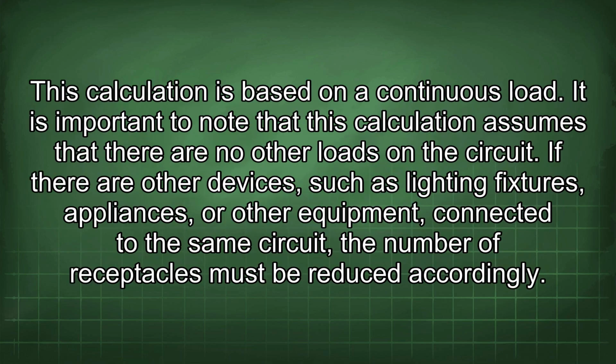This calculation is based on a continuous load. It is important to note that this calculation assumes that there are no other loads on the circuit. If there are other devices, such as lighting fixtures, appliances, or other equipment connected to the same circuit, the number of receptacles must be reduced accordingly.